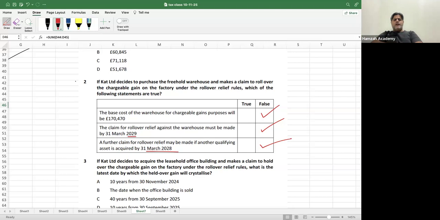Done? And then if Kate Limited decides to acquire the leasehold office building and makes a claim to hold over the chargeable gains on the factory under the rollover relief rules, what is the latest date by which the held over gain will crystallize? Held over gain crystallize.